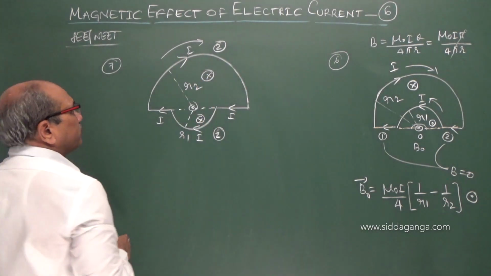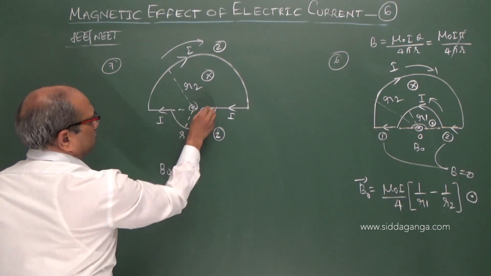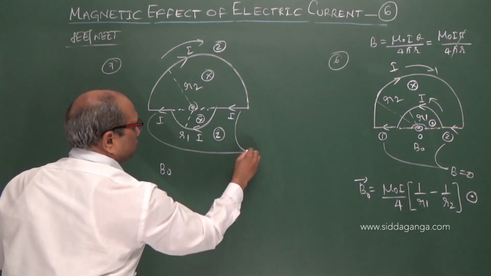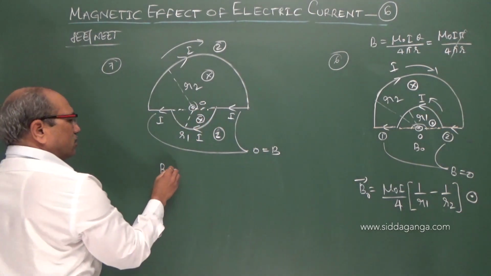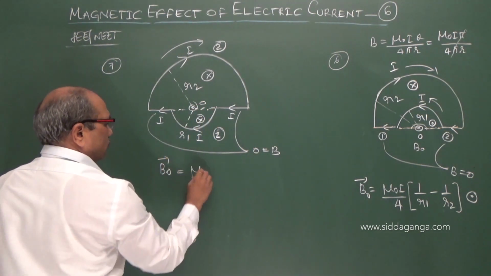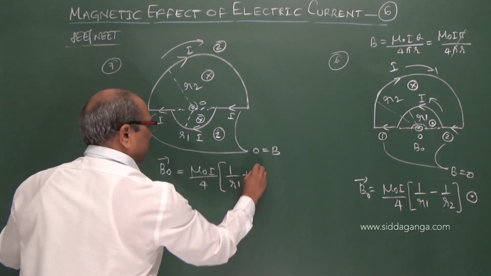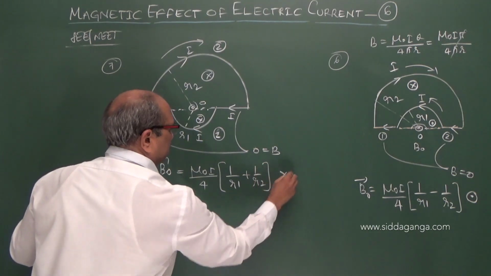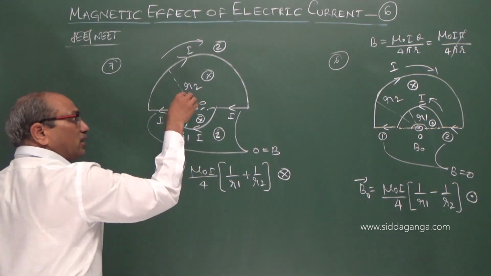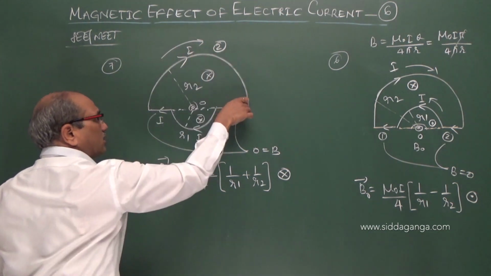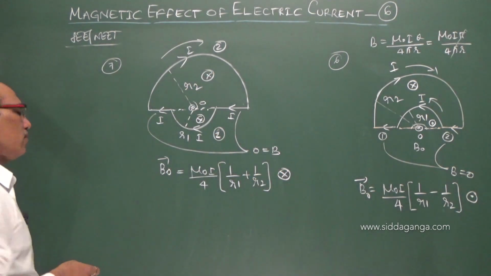Both are additive. The additive field is B naught. But again the straight line portions, this portion and this portion, the field is 0 because they are in line with center O. The same answer comes: mu naught I by 4 into 1 by R1 plus 1 by R2, but into the board, because this current is clockwise and carries the field into the board. Both are into the board, additive in nature.